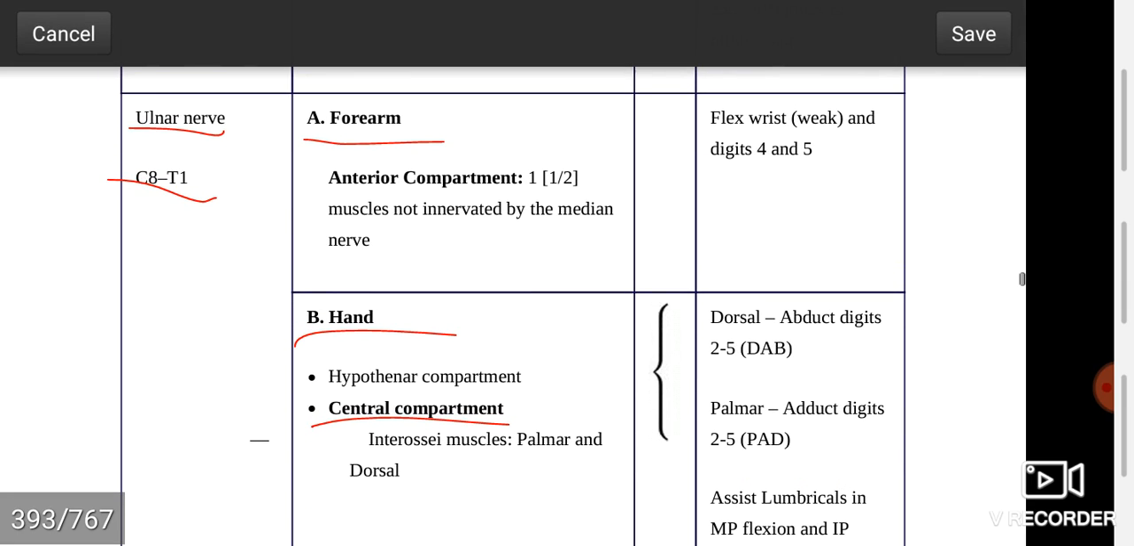In the forearm, we discussed that one and a half muscles, which were flexor carpi ulnaris and the medial or ulnar half of the flexor digitorum profundus, are innervated by the ulnar nerve, and they are flexing the wrist and digits 4 and 5. Why are digits 4 and 5 flexed by the ulnar nerve? Because the flexor digitorum profundus muscle crosses the wrist and reaches the distal phalanx of the 4th and 5th digits, so in this case, they have to flex these digits.